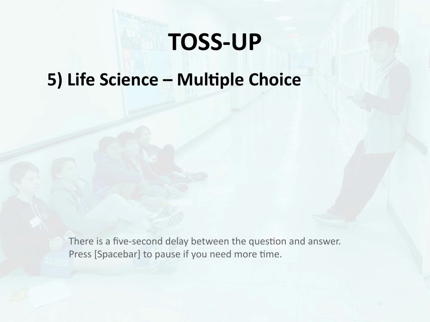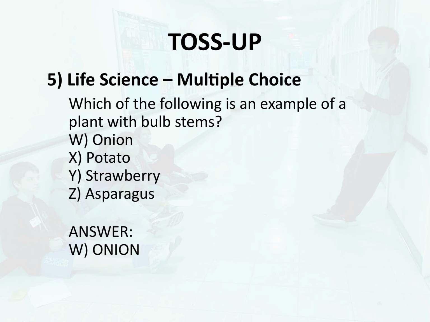Toss-up 5. Life science, multiple choice. Which of the following is an example of a plant with bulb stems? W. Onion. X. Potato. Y. Strawberry. Z. Asparagus. Answer: W. Onion.